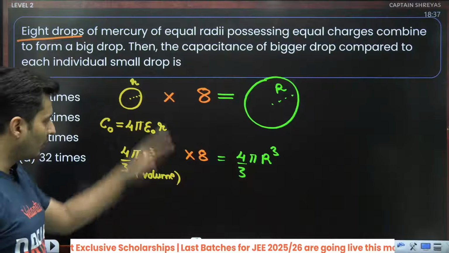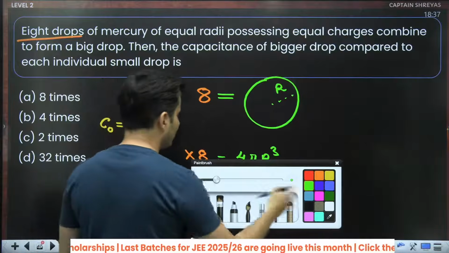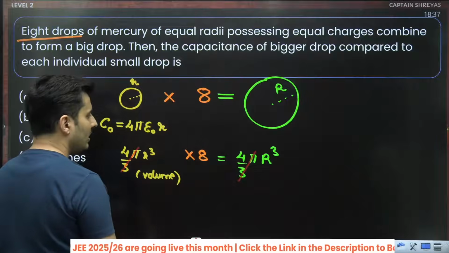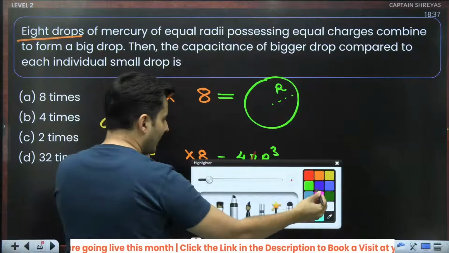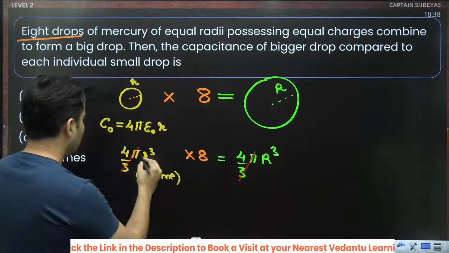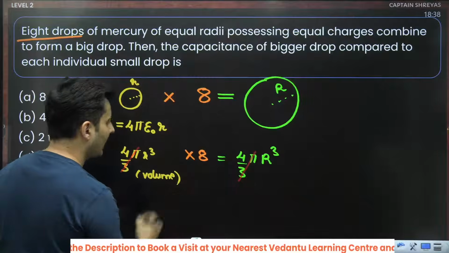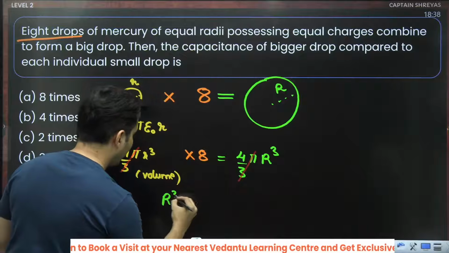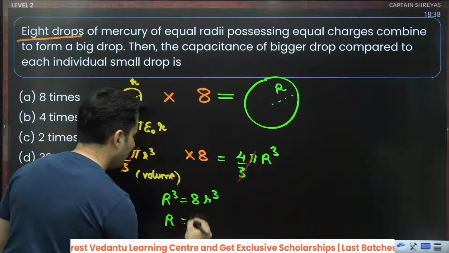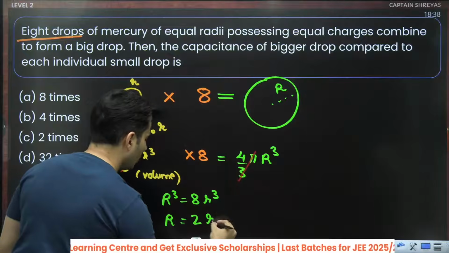4 by 3 pi, 4 by 3 pi just cancels. I hope you are able to see that. So what do I get over here then? Let's see. Here R cube is there, here 8 is there. So capital R cube is basically 8 times small r cube. Therefore, R will be cube root of 8, which is 2. So 2 times of small r.